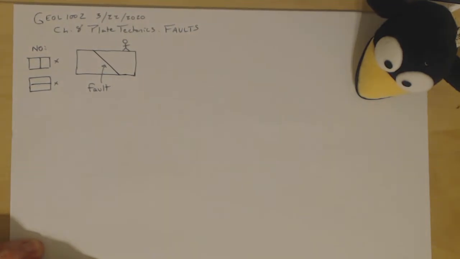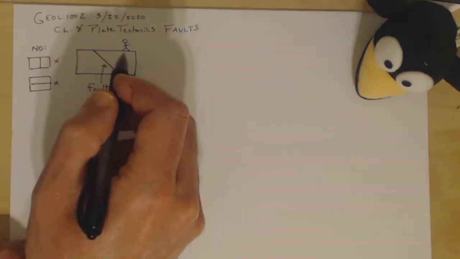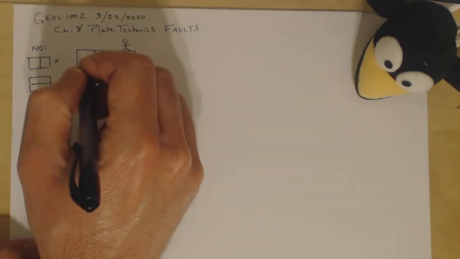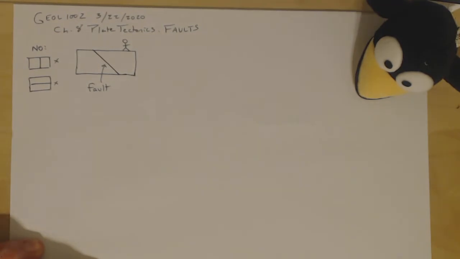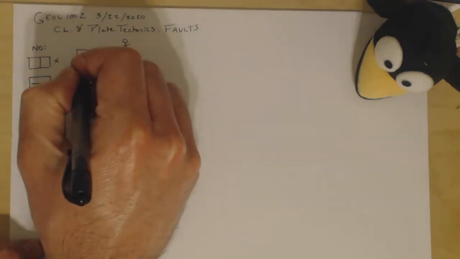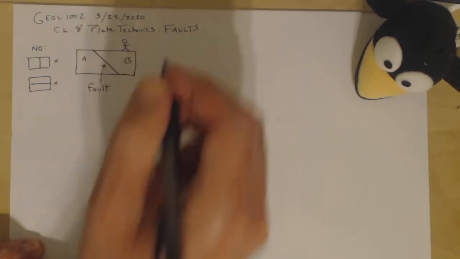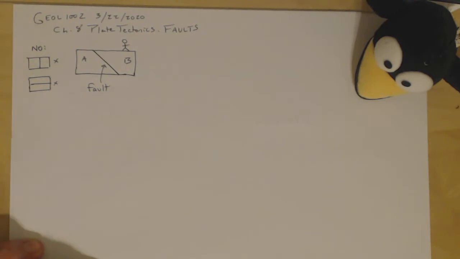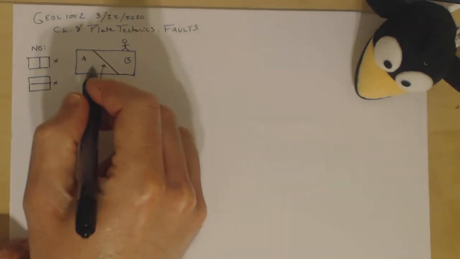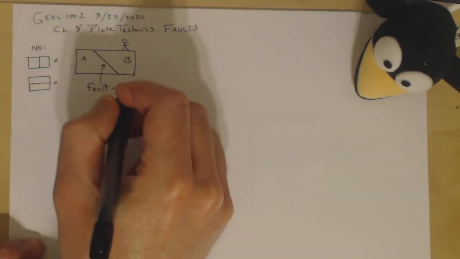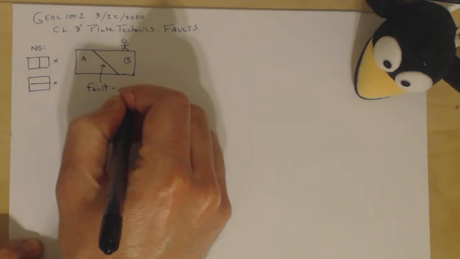And what this indicates when you draw something like this to a geologist is that there's going to be movement between this block and that block. We could call this block A, or let's call this block A and block B. And there's a fault line, meaning that block A or B, one is going to move relative to the other.